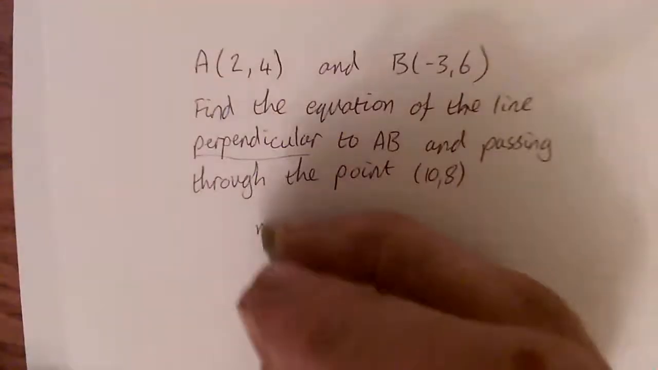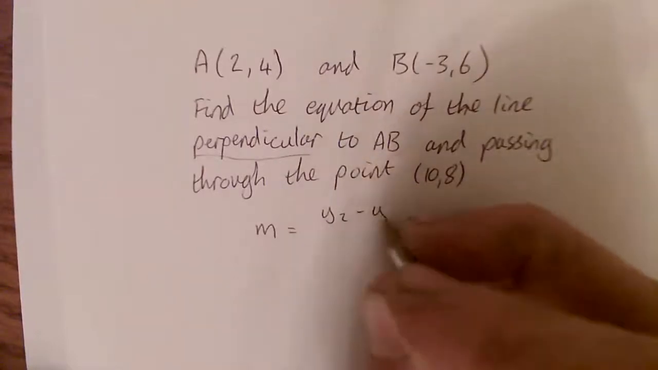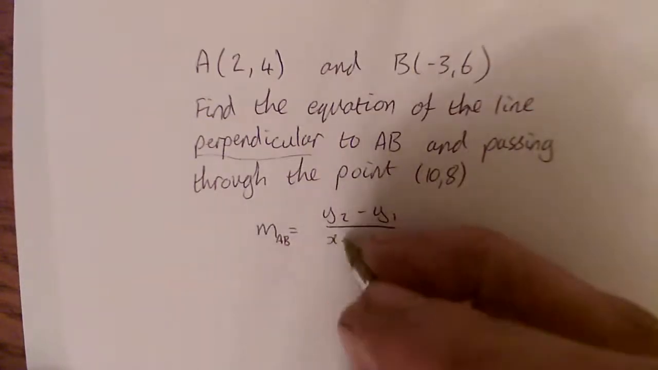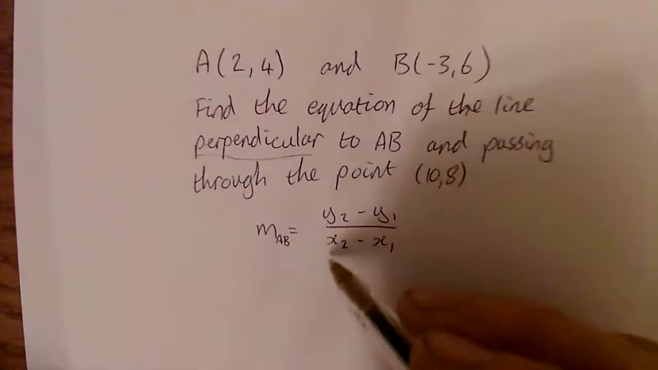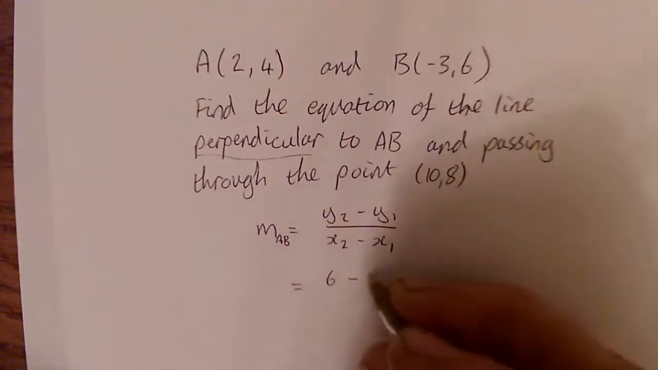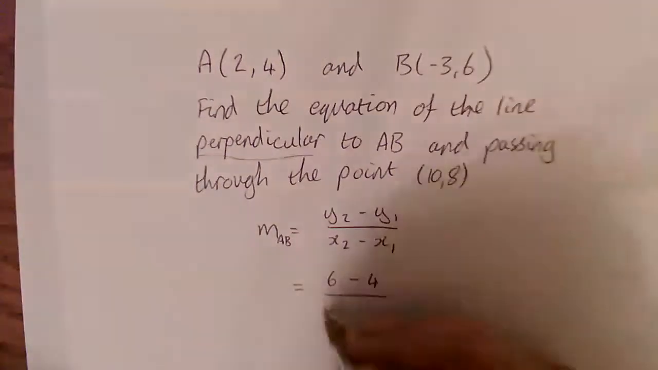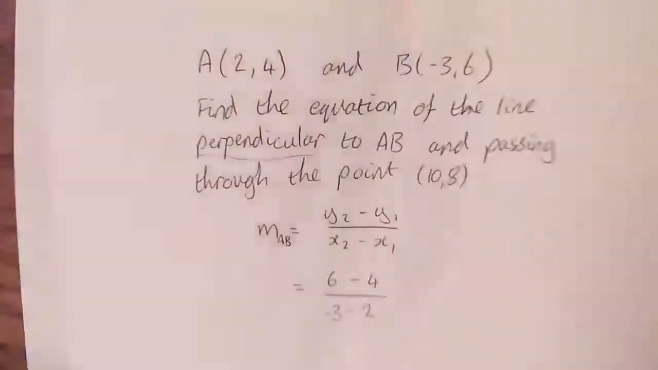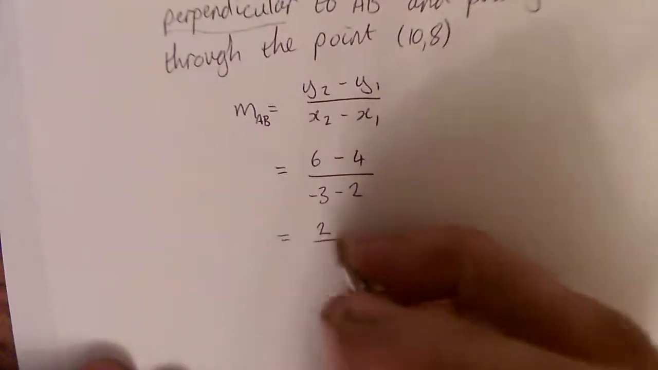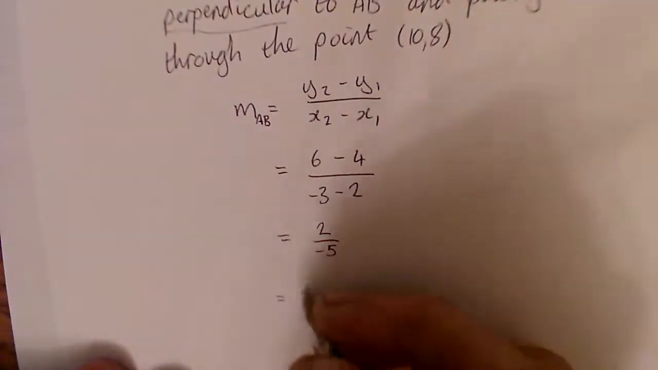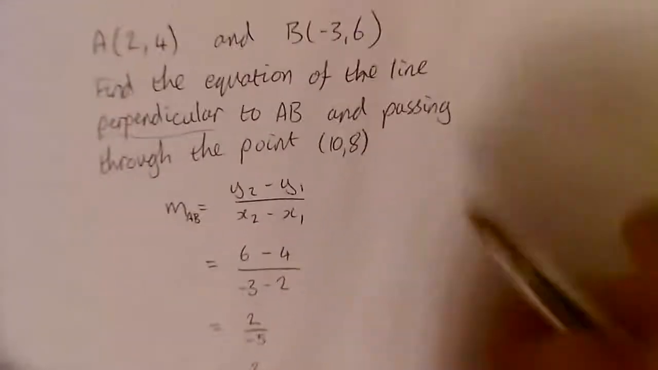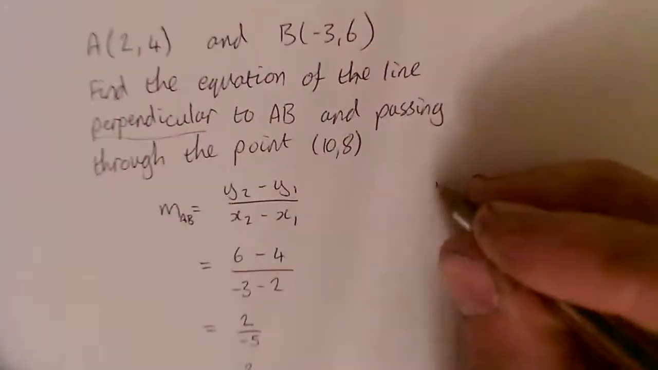We're going to start in exactly the same way though. We're going to do our gradient of the line AB. In fact, I might even just put m_AB there just to remind myself that's what I'm looking at the gradient of at the moment. We've got 6 minus 4 and minus 3 minus 2. Label up your points if that's still something you find you need to do. No problem there. We get 2 over minus 5, or more commonly we might write that as minus 2 over 5.